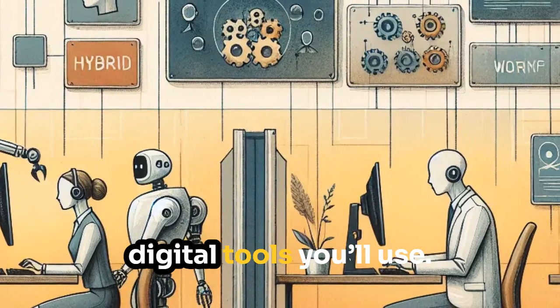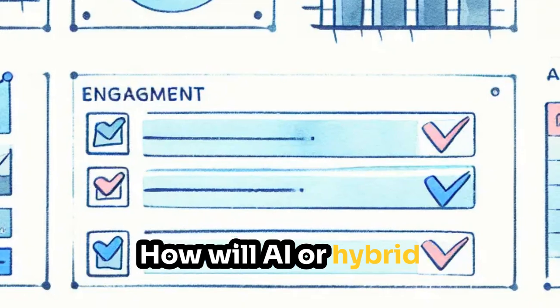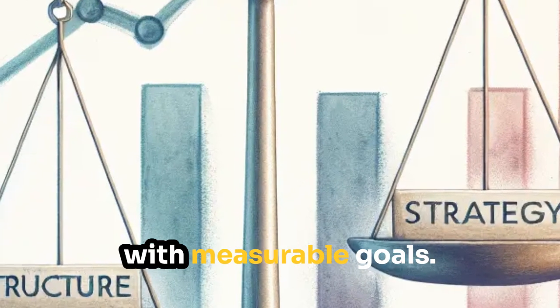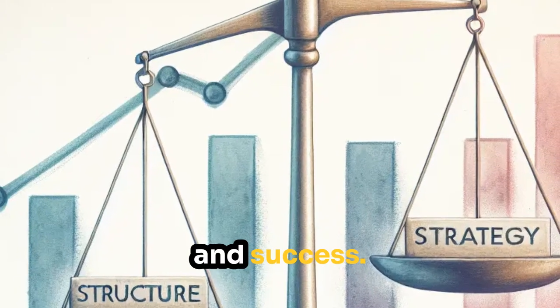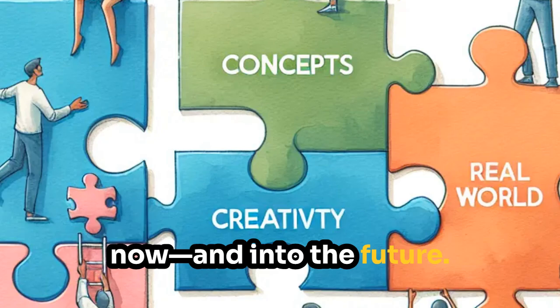Think about the digital tools you'll use. Is automation part of your model? How will AI or hybrid work impact your design? Finally, tie it all together with measurable goals. Identify KPIs for performance, engagement, and success. Show how your structure supports your strategy now and into the future.